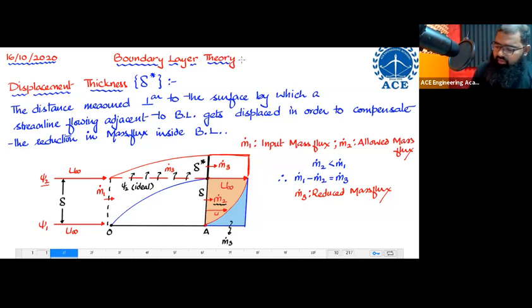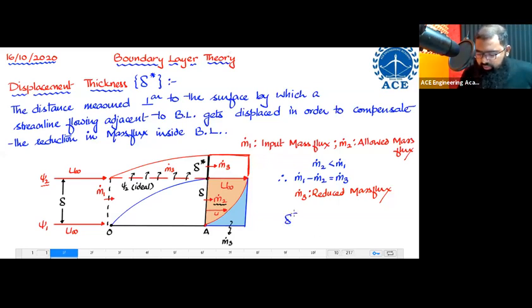Now, once we have understood this, I'm not going for the derivation. I'm just looking for the formula for displacement thickness. Some of you, it seems, have come late. Okay, so look at the formula for displacement thickness.